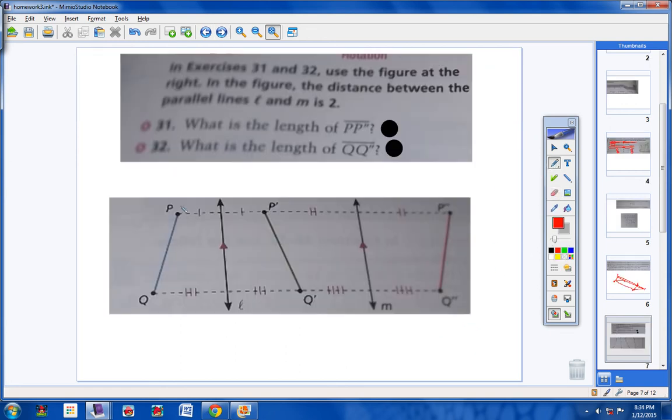Numbers 31 and 32. Now, in the directions it says that the length between L and M is 2. So, the length between, now watch this, L and M is 2. So the whole distance is 2. Now, if that whole distance is 2, from here to here, then look, notice we have 3 marks here and 3 marks here. No, we have actually 4 marks here. Sorry about that. But we know the whole length from here to here is 2.